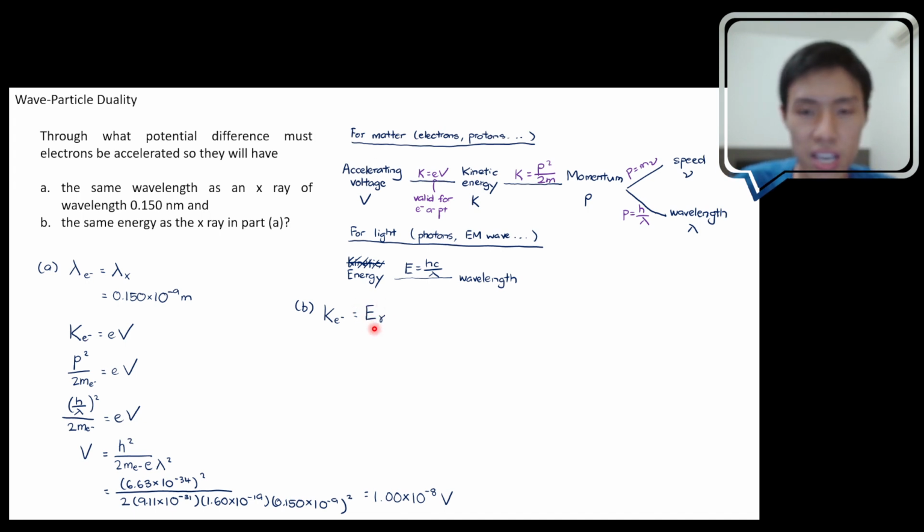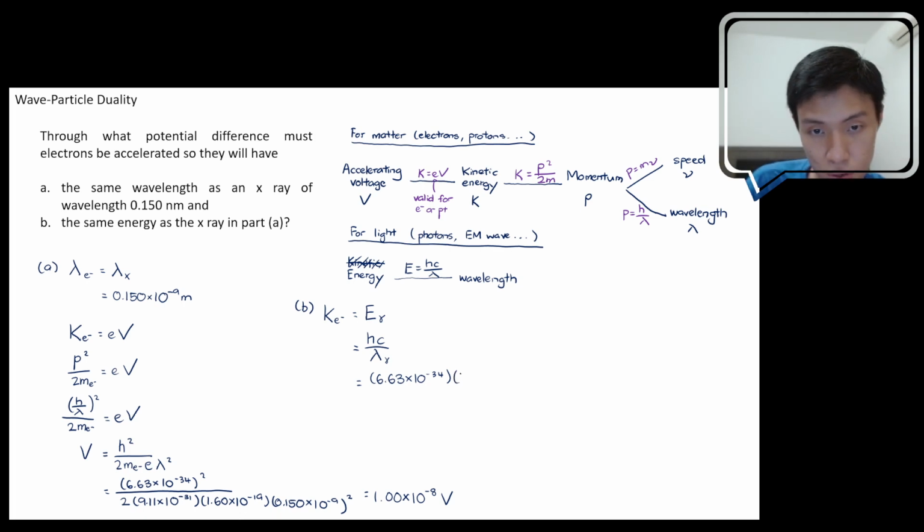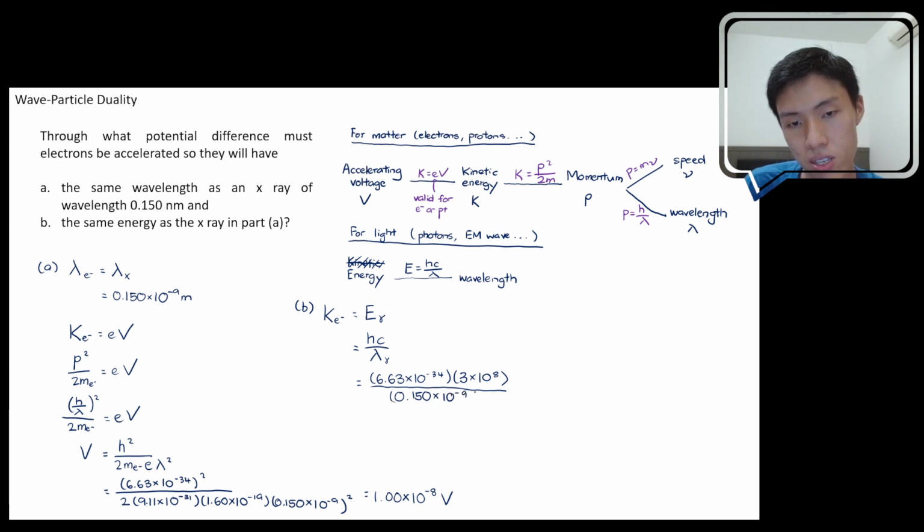For light energy, you relate it with the wavelength of 0.15 nanometer through the equation hc over lambda. So K is equal to hc over lambda, where lambda is the wavelength of the photon. You can try to calculate it: h is 6.63 times 10 to the power negative 34, c will be equal to 3 times 10 to the power 8, sorry, not negative 8. Then lambda is the wavelength given in A, which is 0.150 nanometer, times 10 to the power negative 9. So this is the left-hand side.